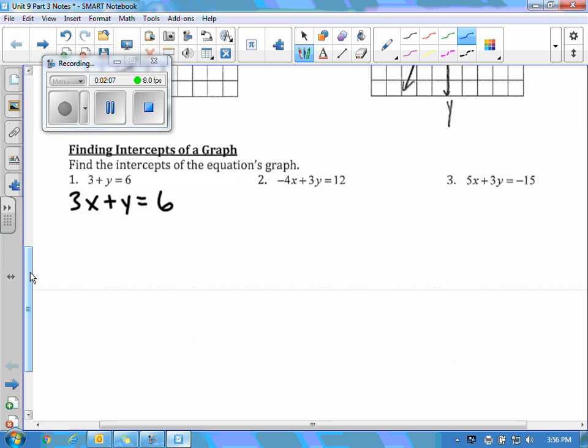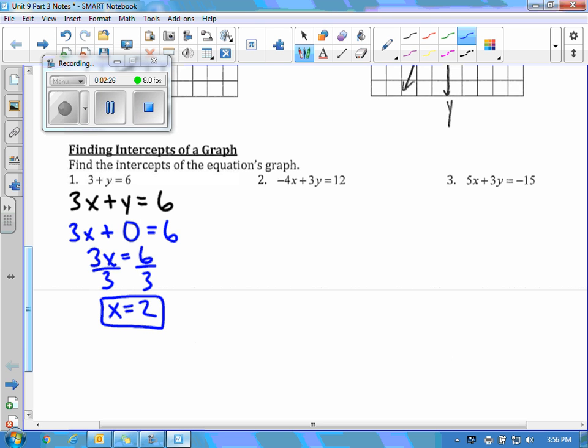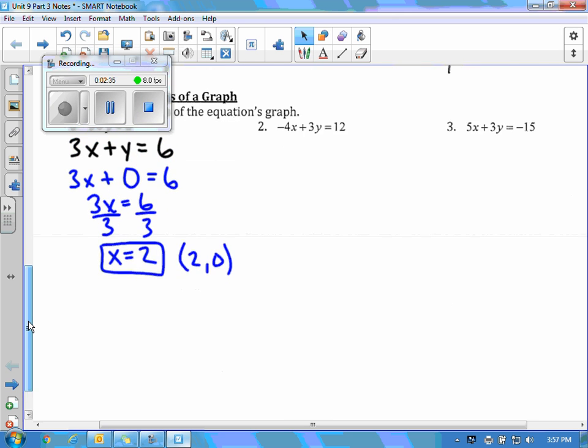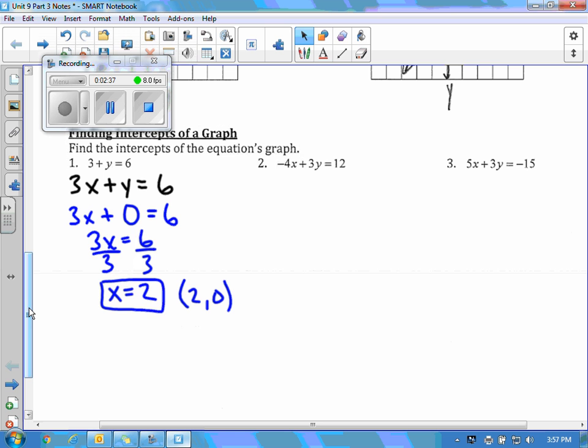So when we want to find the x-intercept, all we're going to do is make the y 0. If you look, I plugged in 0 for y, and now I can just solve for x. So I get x equals 2. So my x-intercept is 2, which is the point 2, 0. Because remember, when we have the x-intercept, the y-coordinate is going to be 0.